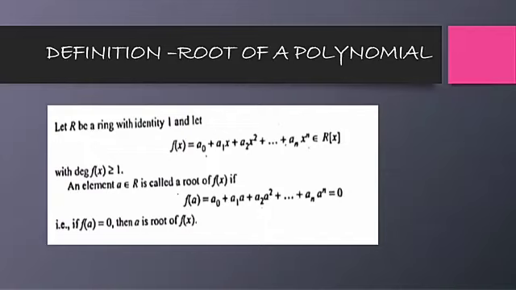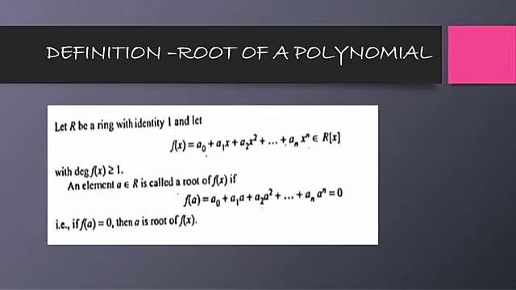Let R be a ring. I guess everybody remembers what a ring is. A ring is a set with two binary operations with identity 1. And let f(x) = a0 + a1x + a2x^2 + ... + an x^n belong to R[x]. Here I see it's R[x] and here it is mentioned as R.